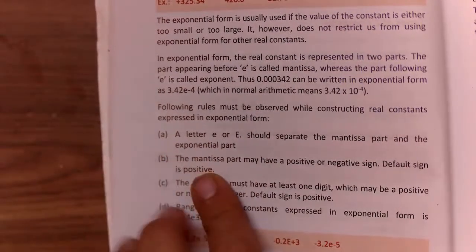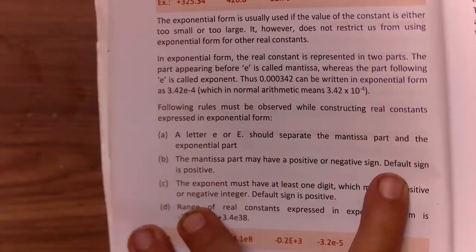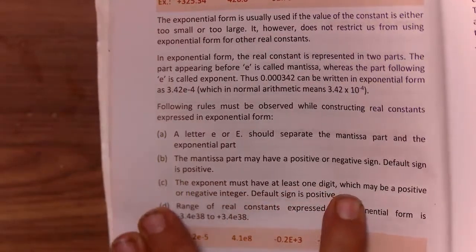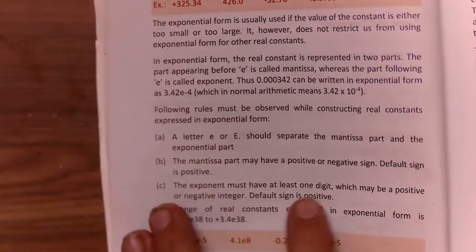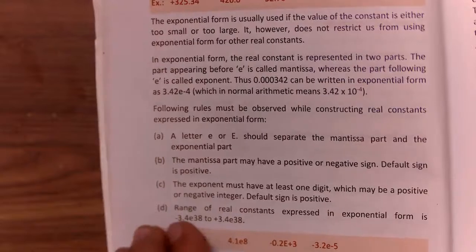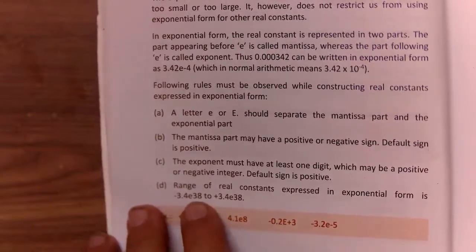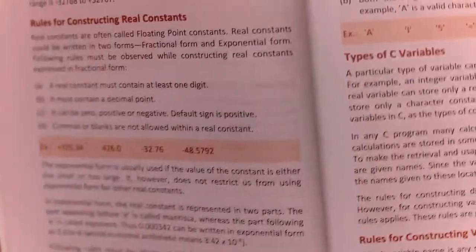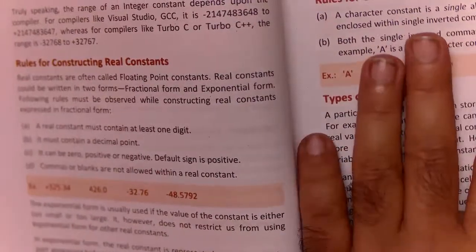The mantissa part may have a positive or negative sign. The default sign is positive. The exponent must have at least one digit, which may be positive or negative. The default sign is positive. The range of a real constant expressed in exponential form is 3e38 to 3e-38. Okay, now the rule for character constants.